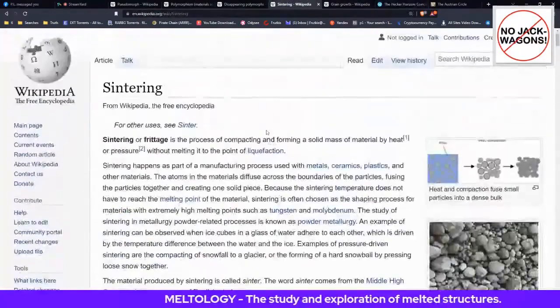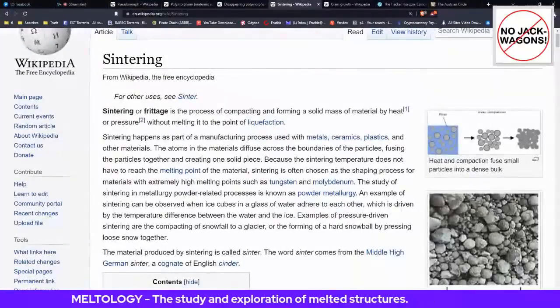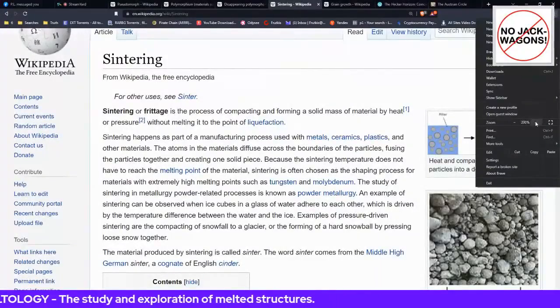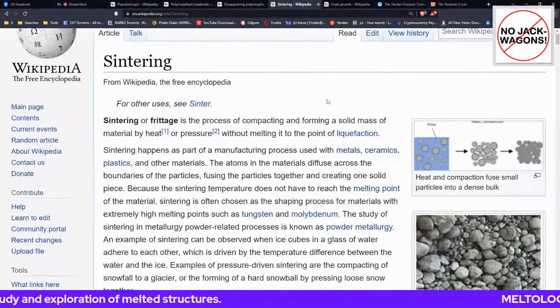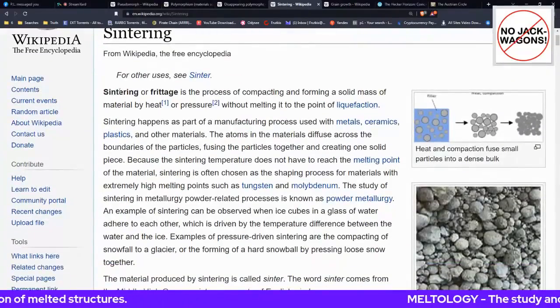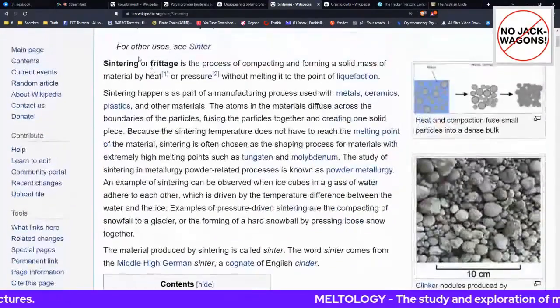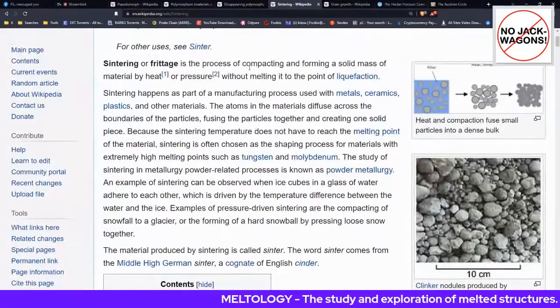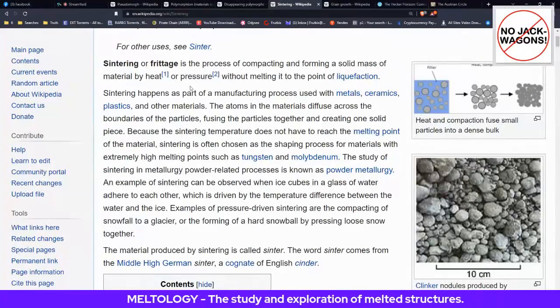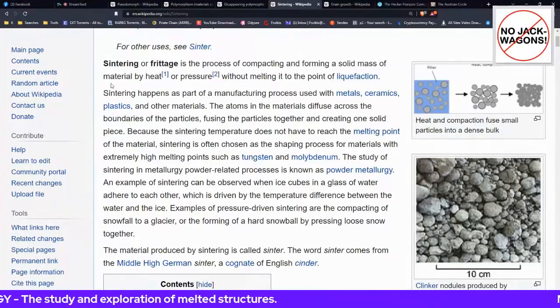So now we're going to see what this sintering is. So I went to the link of the sintering. Is it big enough? Yes. Good. So this is what they call sintering or fritage: the process of compacting and forming a solid mass of material by heat and pressure without melting to the point of liquefaction.